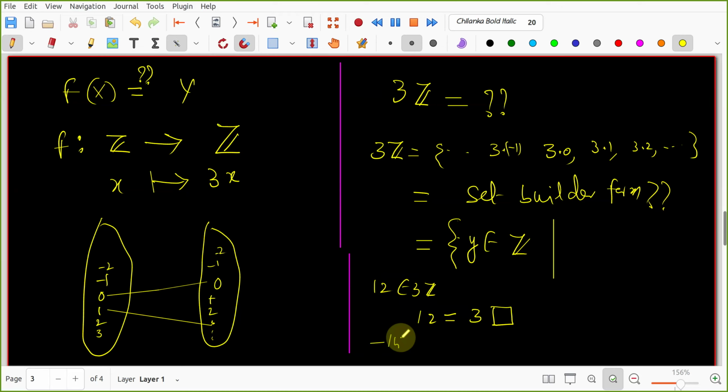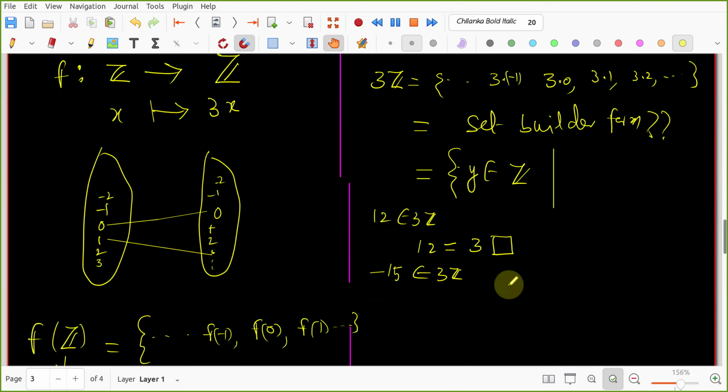So does -15 belong to 3Z? Yes, sir. Why? It is 3 into something. 3 into -5. Yeah. So what do you mean by y belongs to 3Z? Y equals 3x, that x belongs to capital X. No. Be careful. So you need to use something, right? In maths, saying like this will not work. So for 12 it is 4. For -15 it is -5.